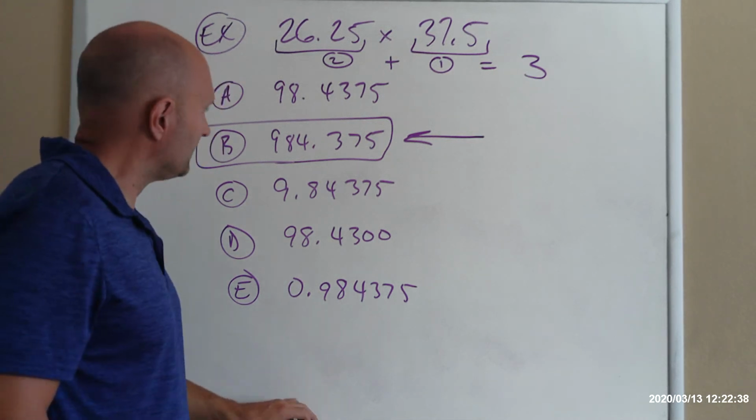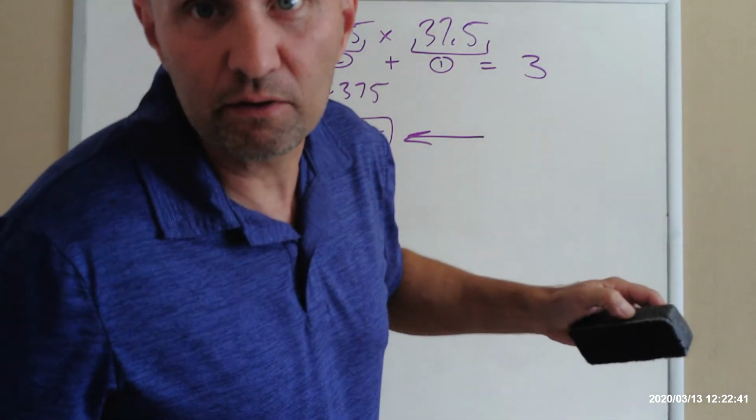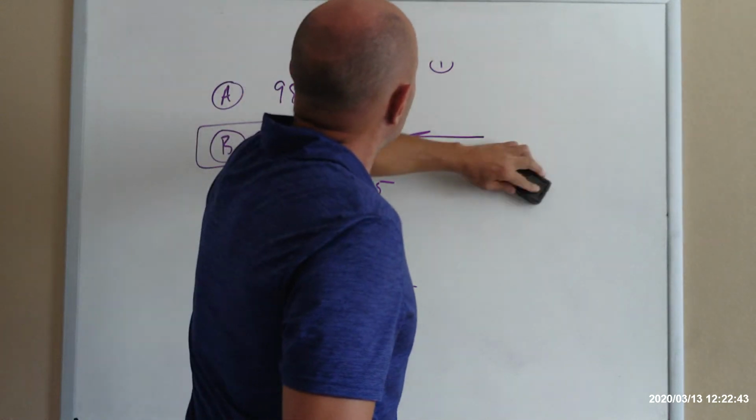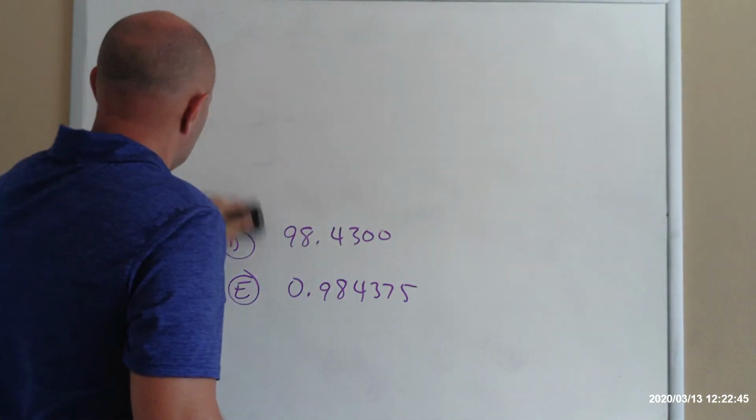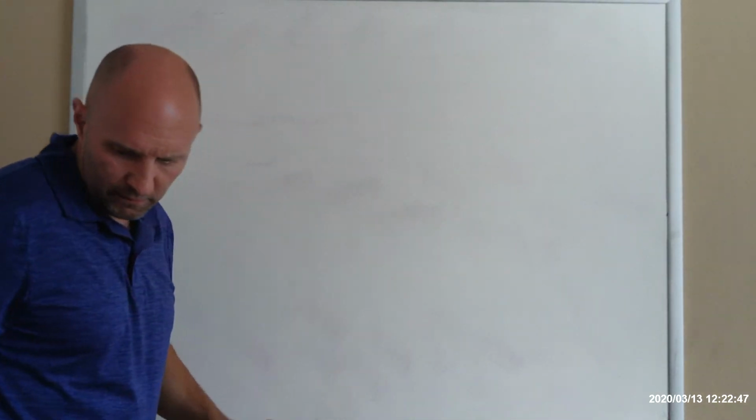And then lastly, how much time do we have here? Okay. Is division of decimals.